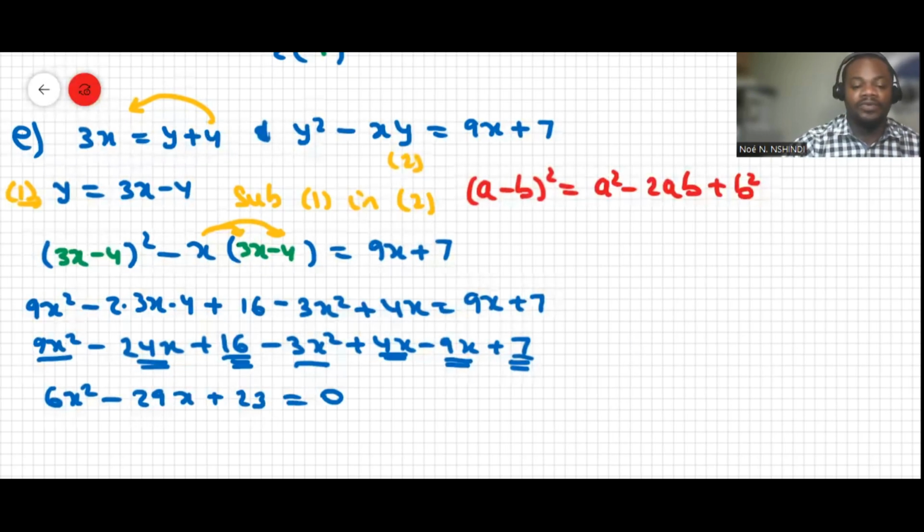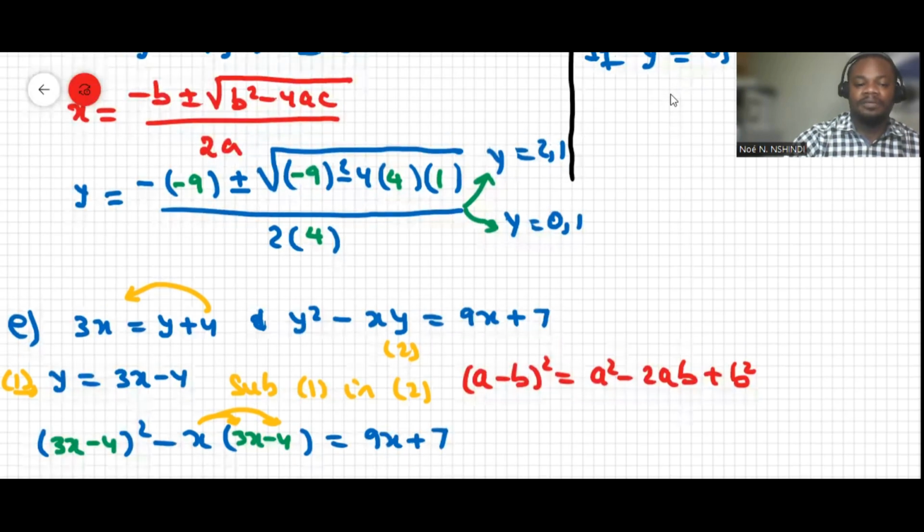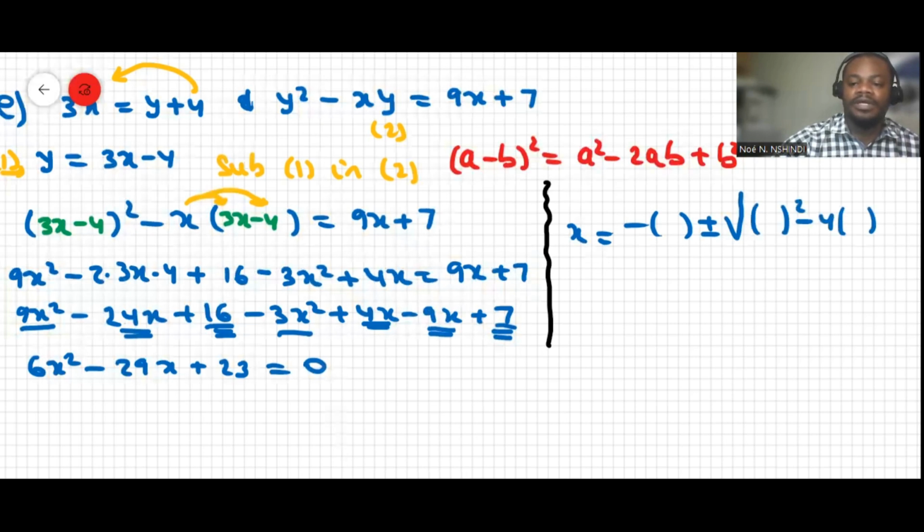Now we can solve this by using the quadratic formula or by quadratic trinomial, but I prefer to use the quadratic formula here. The quadratic formula is given by this. We can just say x will be equal to minus b plus or minus the square root of b squared minus 4ac, all over 2a.